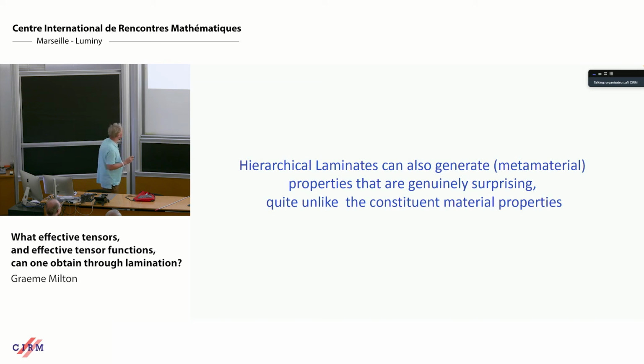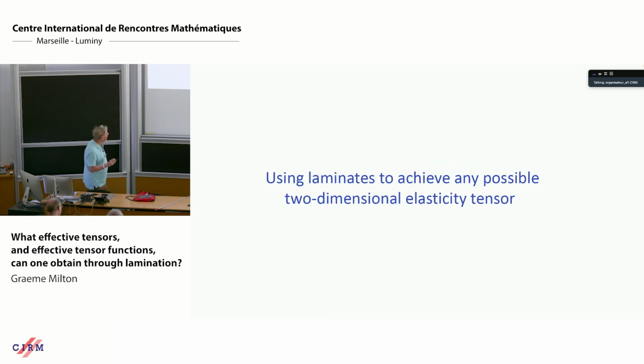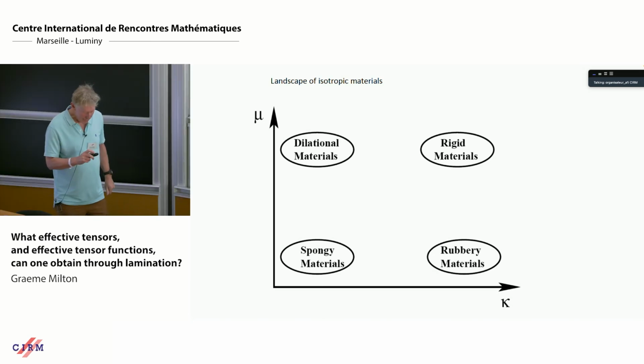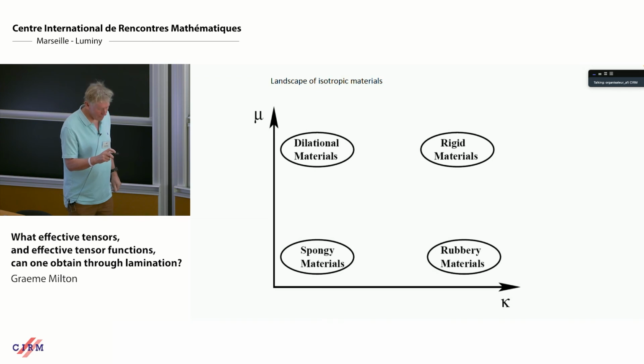Now I want to talk about using laminates to generate properties that are surprising and quite unlike those of the constituent materials. So basically metamaterials. In particular, using laminates to achieve any possible two-dimensional elasticity tensors. So basically, if I take the landscape of isotropic materials, they're dictated by their bulk modulus and their shear modulus.